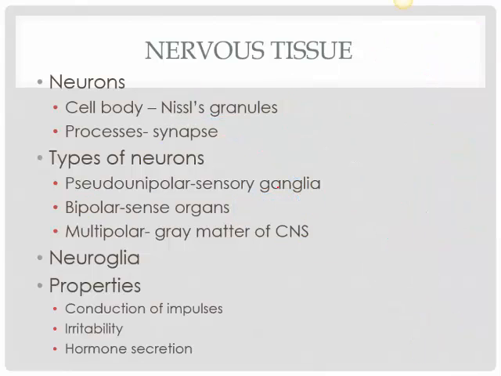Then we have these supporting cells called neuroglia. These supporting cells are of different types, so let's look at them. One which looks like a star is called an astrocyte. Astro for star. It looks like a star.